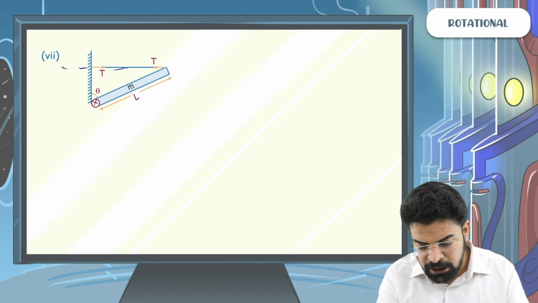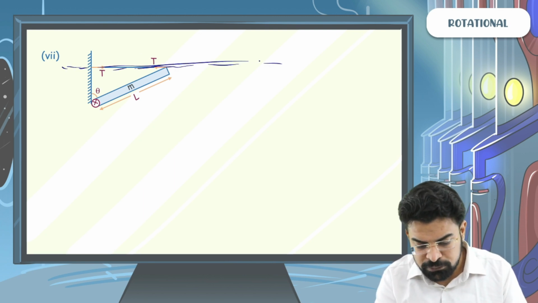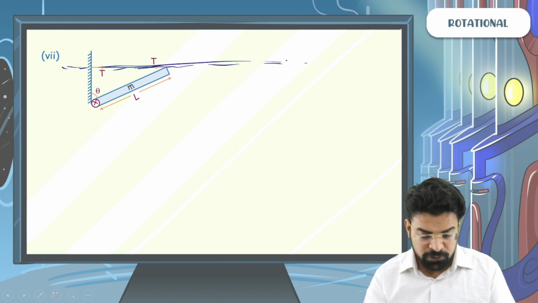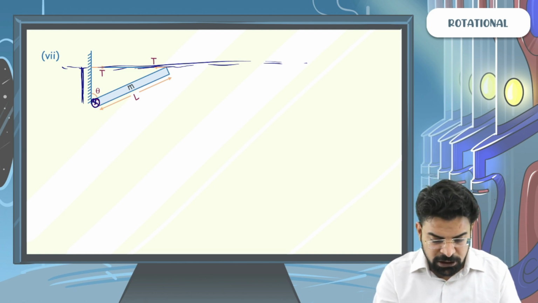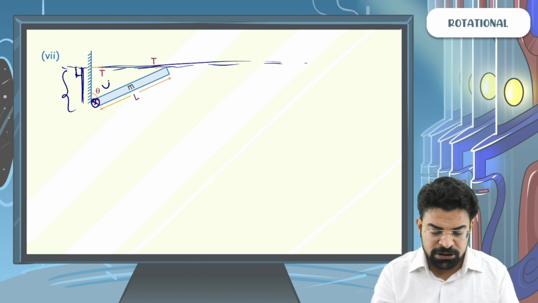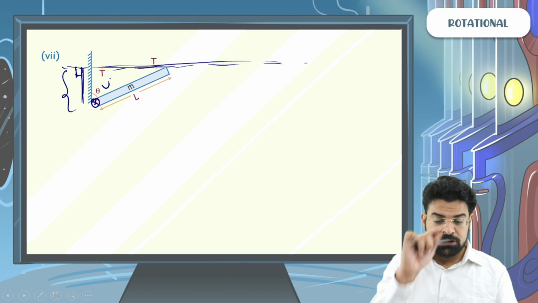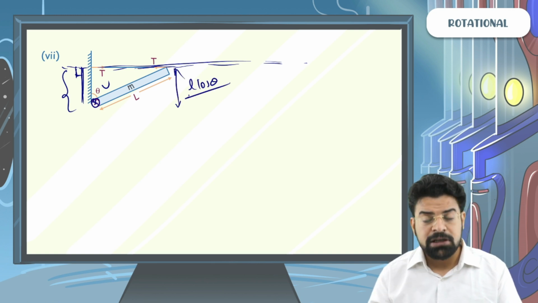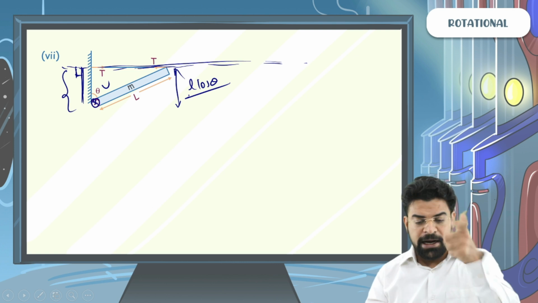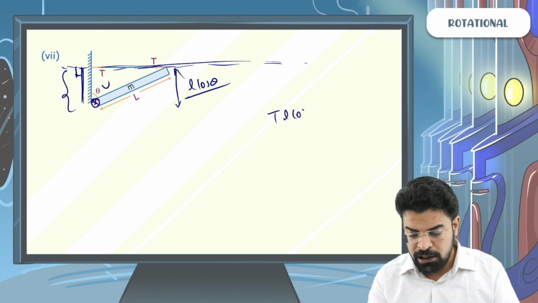Sir, extend the line of action of force. So this is the line of action of force. This is the hinge. We need to find the perpendicular distance of this line from the hinge. What will be this distance? You will say, sir, this distance has to be simply equal to L cos theta. So the torque of the force of tension anti-clockwise will be TL cos theta.